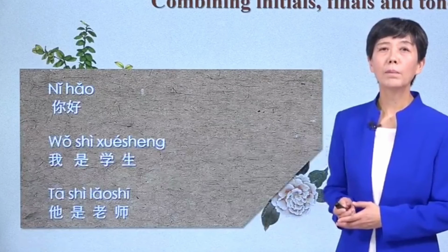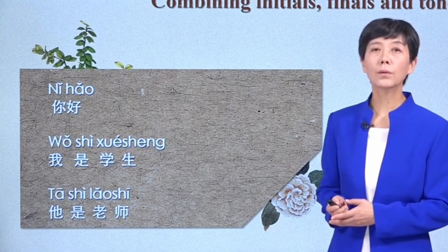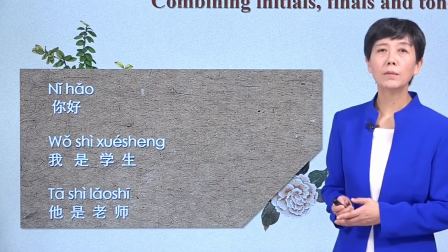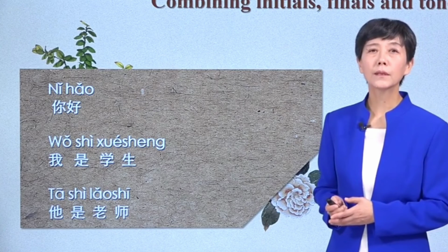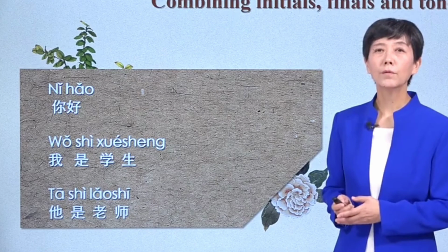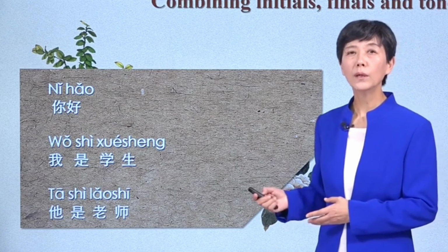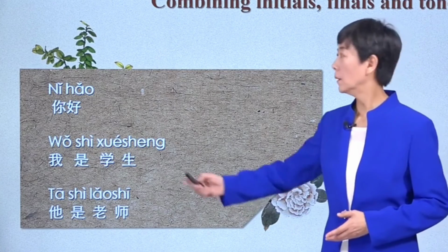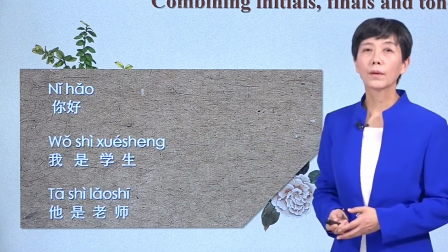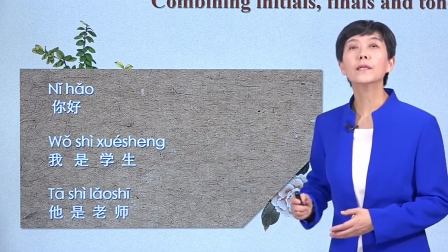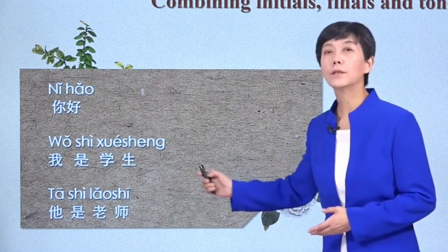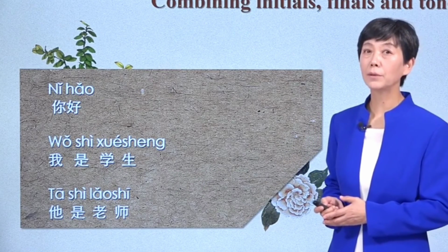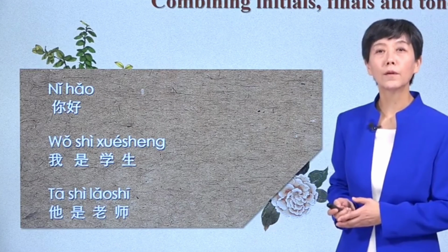Now we've learned about initials, finals, and tones in the Chinese phonetic system. We combine all these elements to compose different syllables to represent different Chinese characters, words, phrases, and even sentences. For example, 你好，我是学生，他是老师。 See, it is not that hard to read Chinese characters with the help of Chinese phonetic combinations.